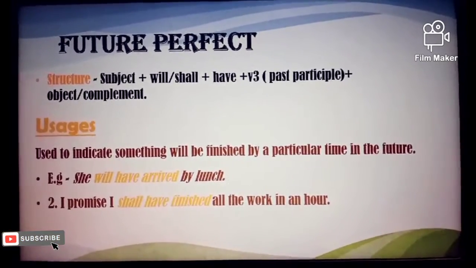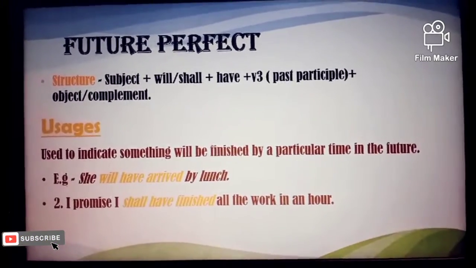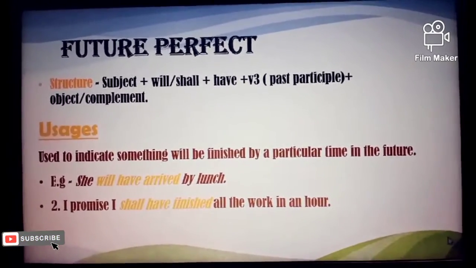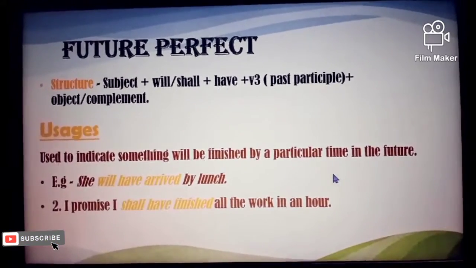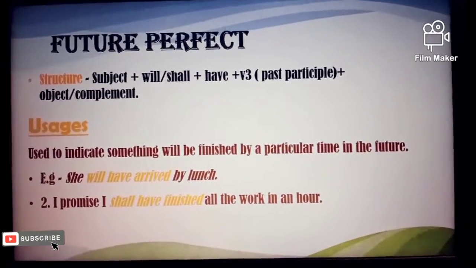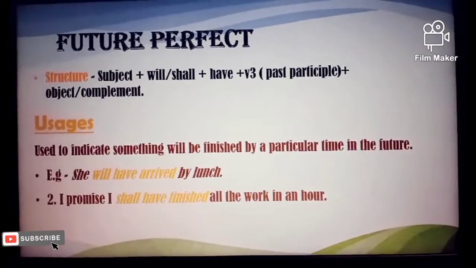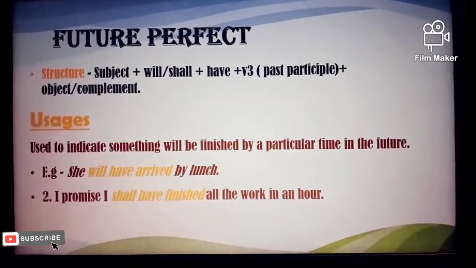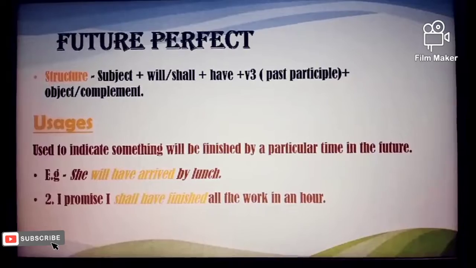Now let's study in what context we can use the future perfect tense. Take a look here. It is generally used to indicate that something will be finished by a particular time in the future. Focus on the word finished, and whenever the action is finished we use the perfect tenses. So it can be past perfect, present perfect or future perfect. Actions have to be finished.